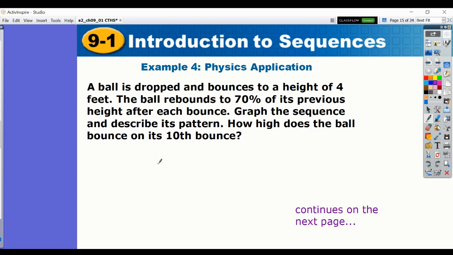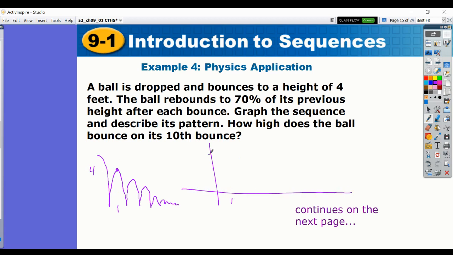Here's another example. We've got a ball. We're basically dropping a ball, and it's bouncing to 70% of however high it was the bounce before. We're just going to graph the height of the bounce, and it says the bounce is to a height of 4 feet. So my first bounce is at 4 feet. So I can graph that. First bounce, 4 feet. And I'll show you on the next page in a second. Each time after that, it's 70%.